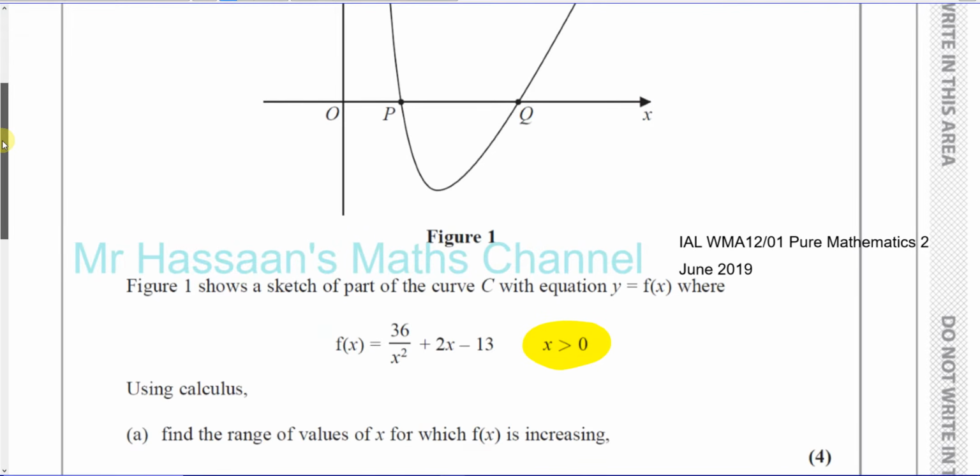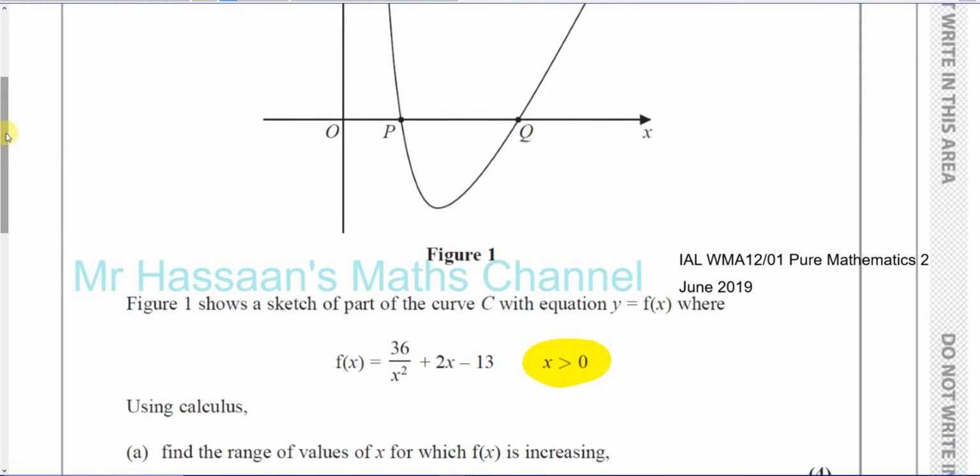It says, using calculus, find the range of values of x for which f of x is decreasing. Now, when it says using calculus, basically it means differentiating. That's what it means, using differentiation.